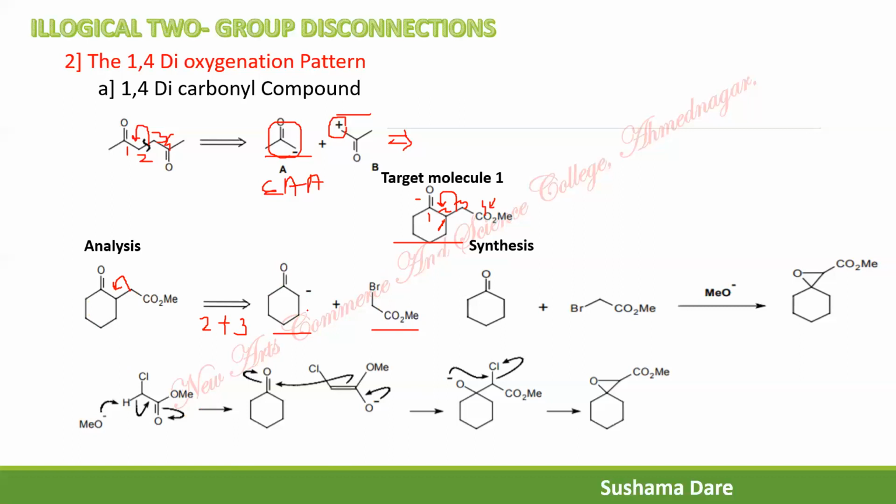Now what is the synthetic equivalent for this negative synthon? So can you use a direct base for the abstraction of proton? If we use sodium ethoxide for the abstraction of proton, then instead of the expected target molecule, we'll get something different than this. So look at the mechanism. What will sodium methoxide do? Sodium methoxide will abstract the proton of the alpha haloester.